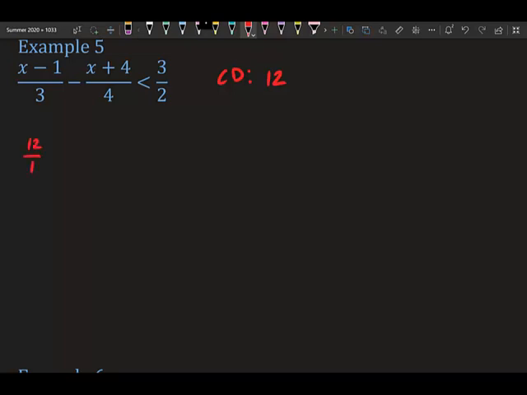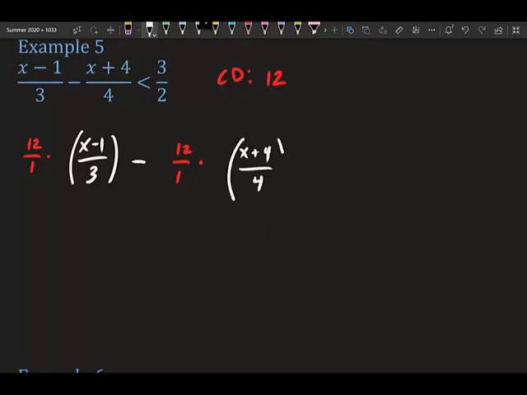So we have 12 over 1 times x minus 1 over 3, and since this is a binomial, I'm going to wrap it in parentheses, minus 12 over 1 times x plus 4 over 4, and since this is a binomial, I'm going to wrap it in parentheses, and that's less than or equal to 12 over 1 times 3 over 2. All right, let's go ahead and cancel left to right, so 12 divided by 3, we're left with 4. 12 divided by 4, we're left with 3, and 12 divided by 2, we're left with 6.